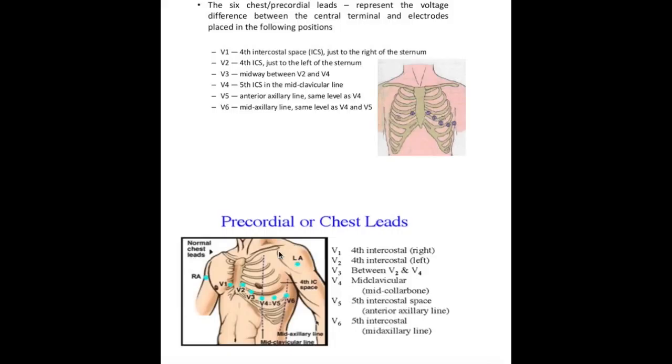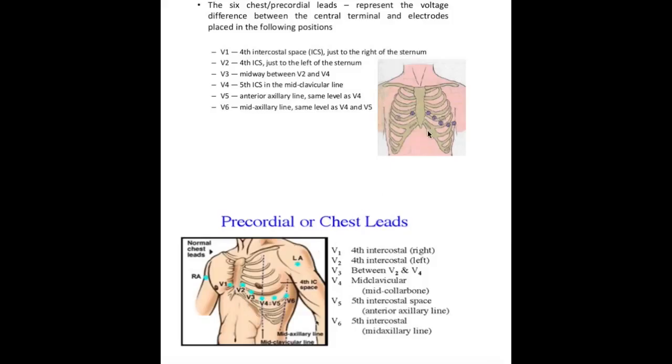So beginning with the ECG leads, which chest leads are on the right side of the chest? Chest lead 1, lead V1, is the only chest lead that is on the right side of the chest. And where is it? It's in the fourth intercostal space to the right of the sternum.